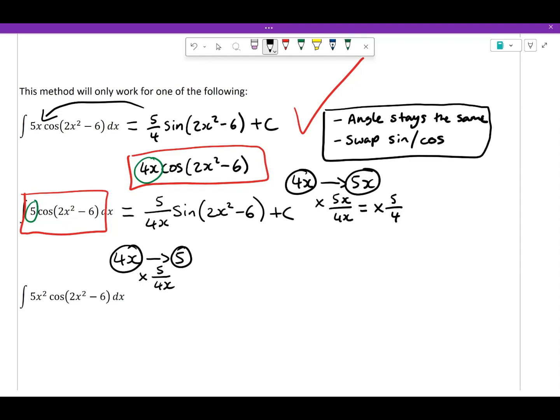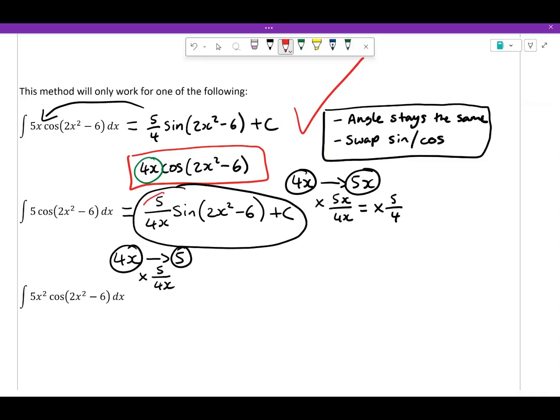Now let's consider whether this possible answer makes sense. If I was to differentiate this, would I need to use the chain rule? Well, we have a function of x, 5 over 4x, multiplying another function of x here, so therefore we'd have to use the product rule. So this answer would not make sense. We shouldn't have used the reverse chain rule here. So for this one, I'm going to put a cross there like that.